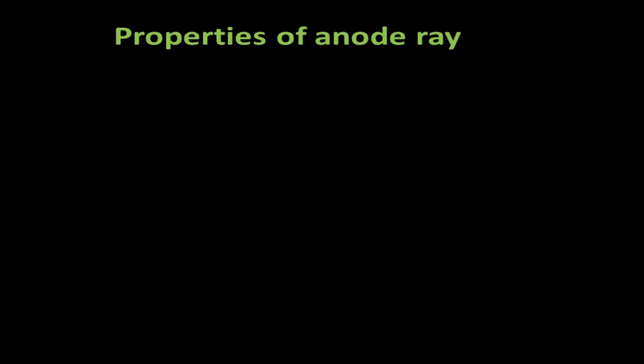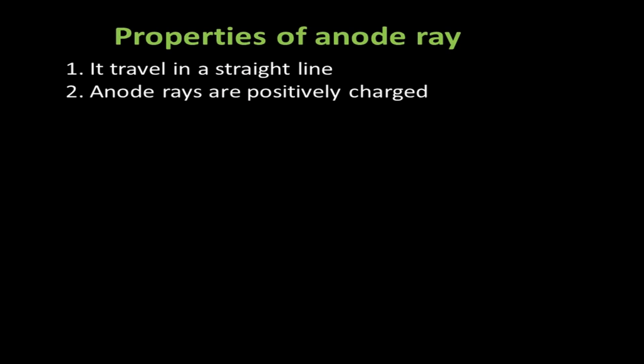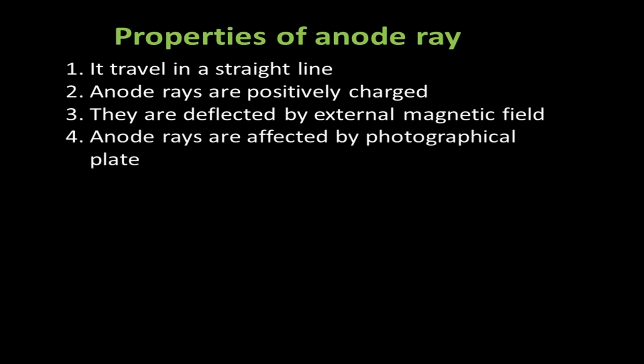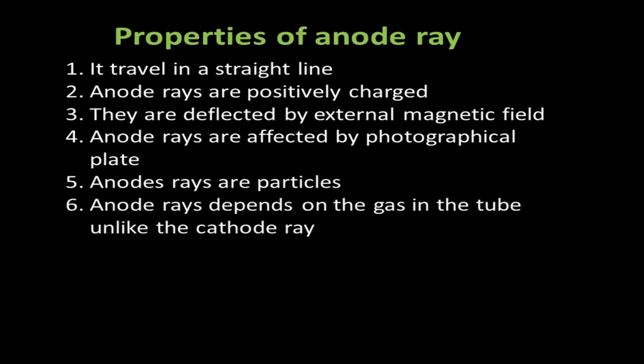Properties of anode ray. Anode rays travel in a straight line. Anode rays are positively charged. They are deflected by external magnetic field. Anode rays affect photographic plates. Anode rays are particles. Anode rays depend on the nature of the gas in the discharge tube, unlike the cathode ray.